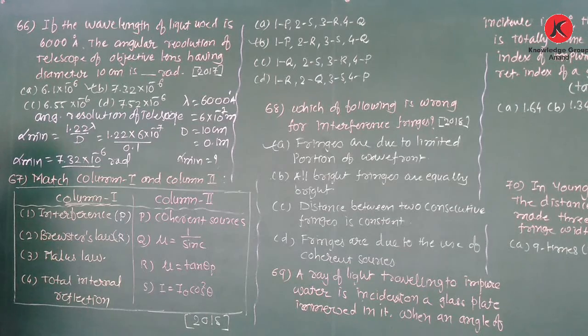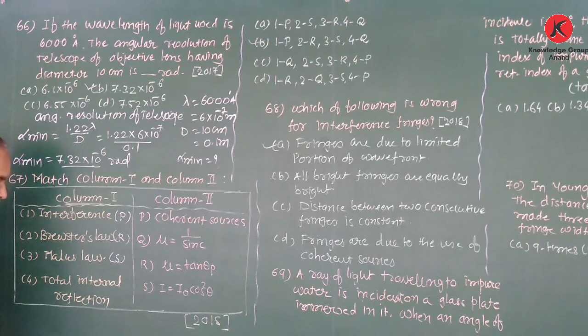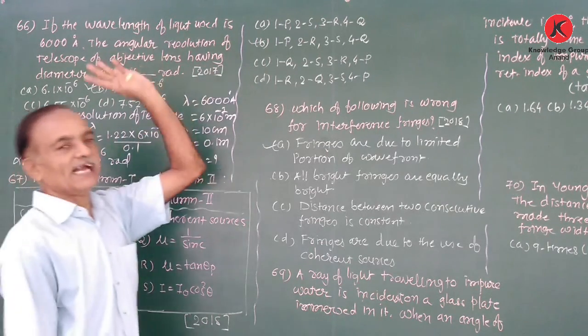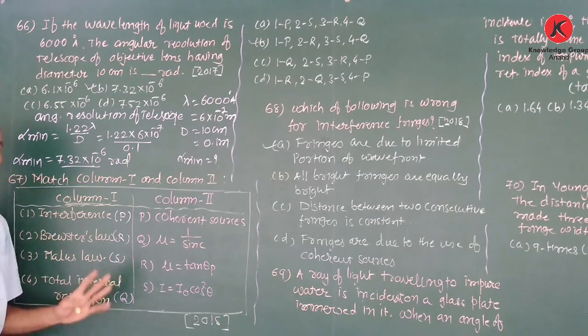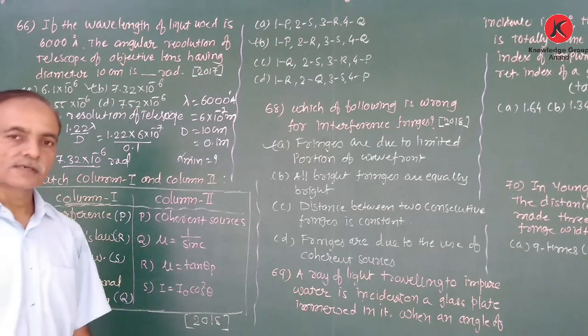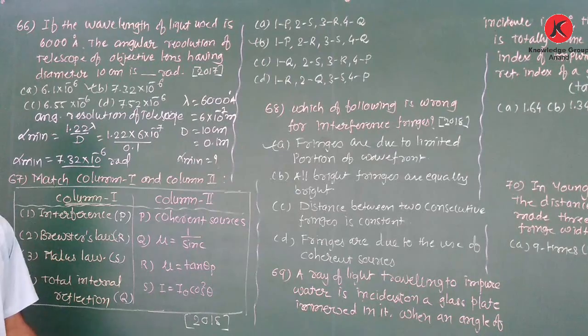Now Malus law gives the intensity of polarized light. Therefore I is equal to I0 cos square theta. So that is S. And for total internal reflection, our answer is mu is equal to 1 upon sin c, that is Q. Therefore, option B is right: 1 with P, 2 with R, 3 with S, and 4 with Q. Clear? Very easy, but deep knowledge of all the theory is required.